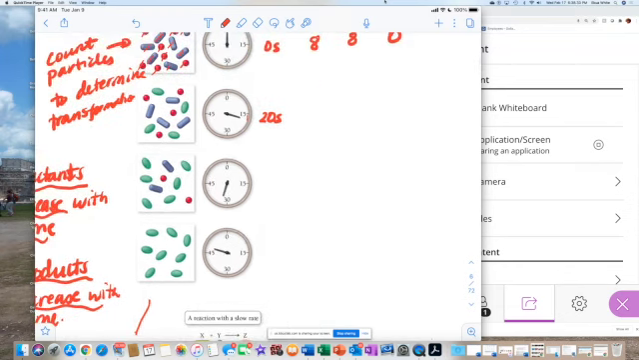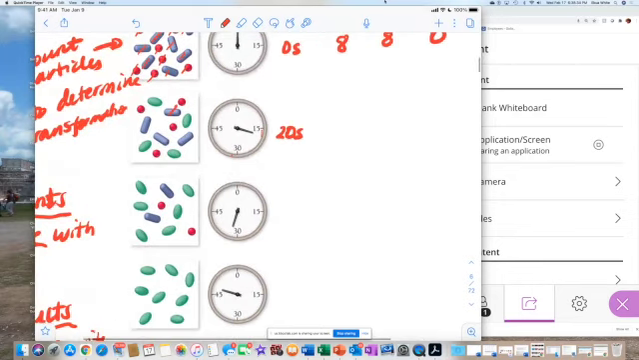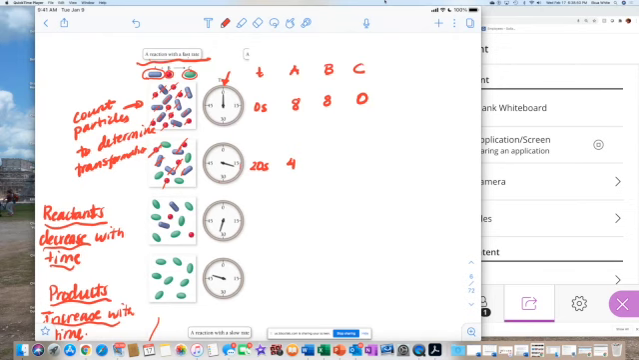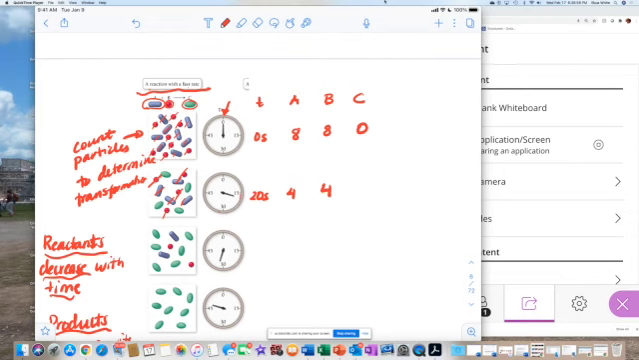So 20 seconds have passed. Okay, our reactants, starting with the blue ones, right? 1, 2, 3, 4. Oh, look, we only have 4 left. Now I'm only counting what is left, not what has reacted, right? There's only 4 left. And then the red, 1, 2, 3, 4, there's only 4 left. So if 4 of A, I can say here 4 reactants reacted, right? 4 of both reactants reacted.